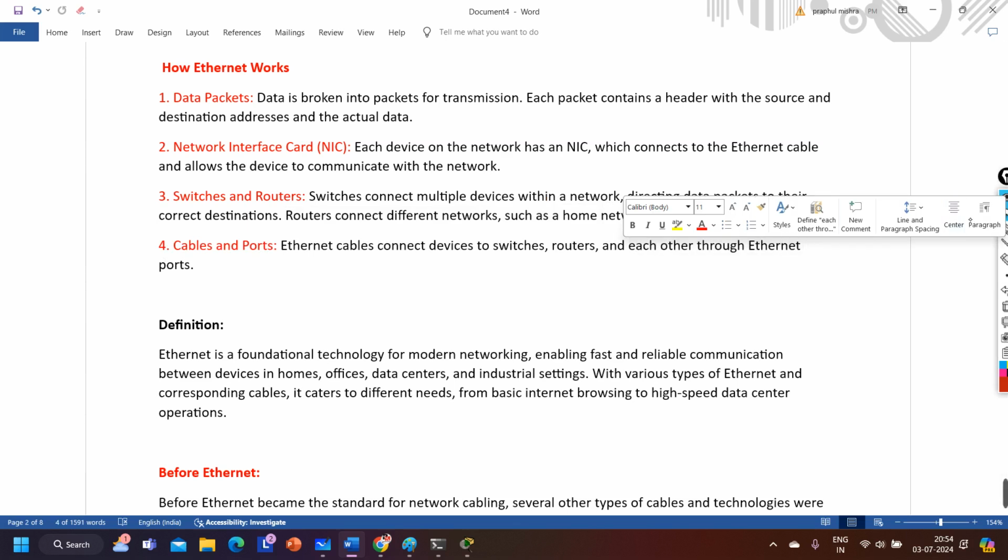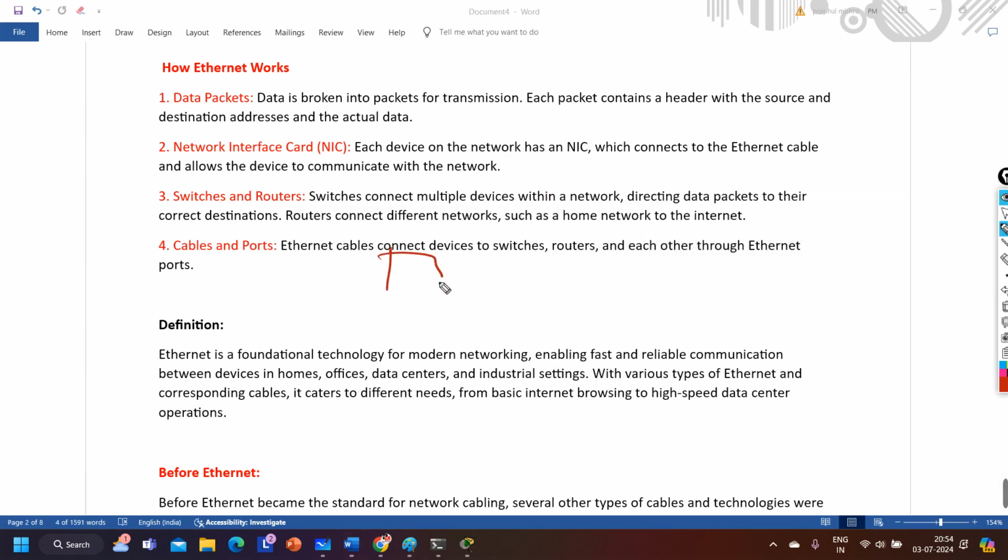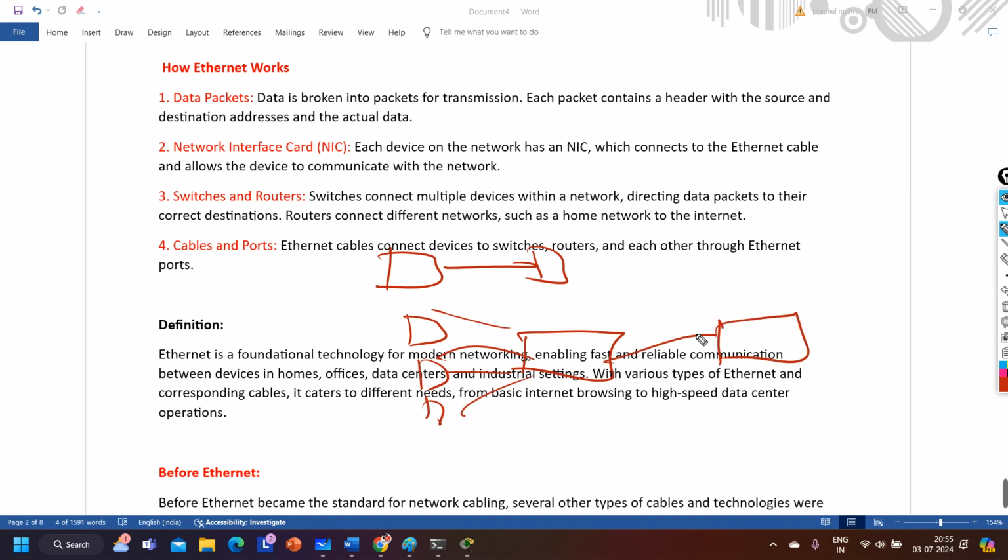So you can even connect two computers directly together, guys, through an Ethernet cable, or you can connect lots of computers with one switch, or connect switches together, or connect a switch to a router, or connect multiple routers together, right? Everywhere you can use an Ethernet cable, right?